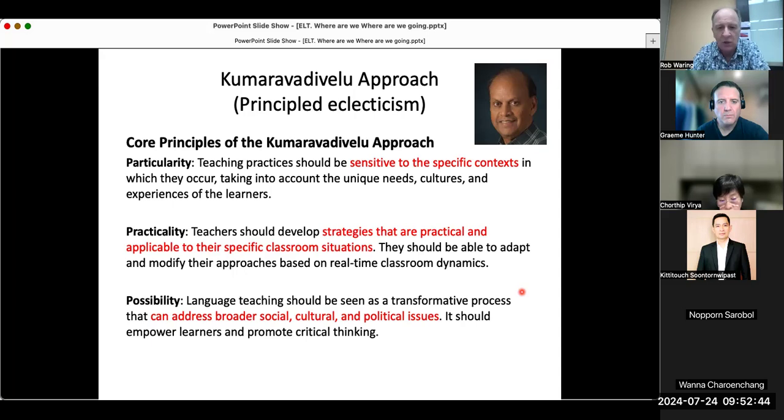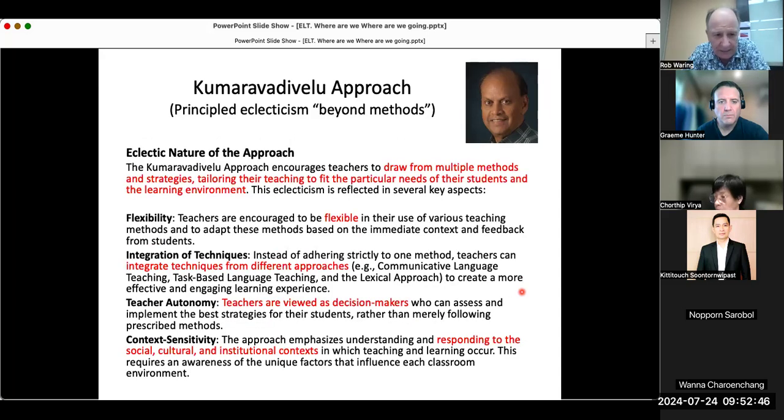So some of these are the core principles. A part of this is a very eclectic approach. For those of you who may not know, the word eclectic means where you take some parts of things, to have various approaches, I think is the easiest way.